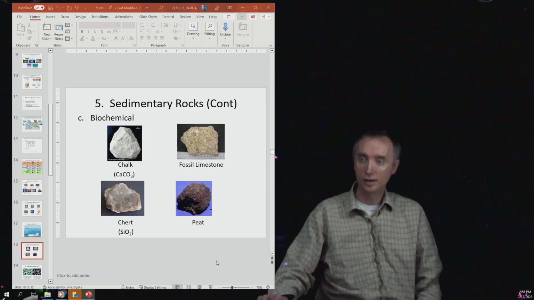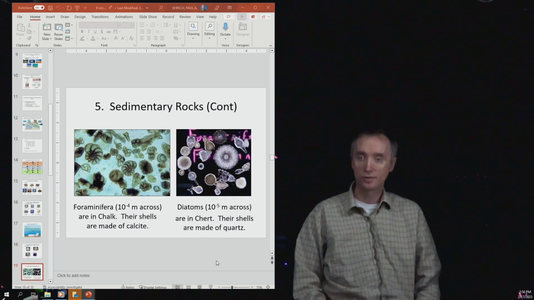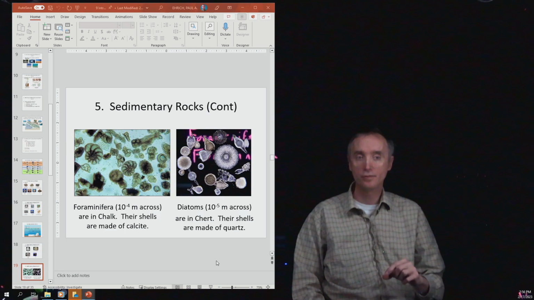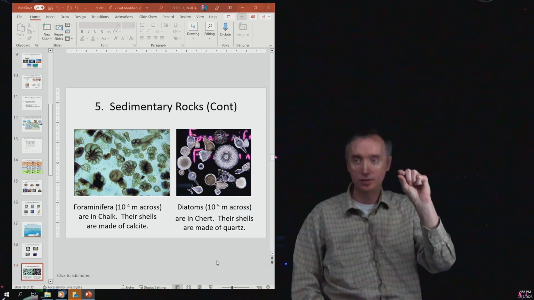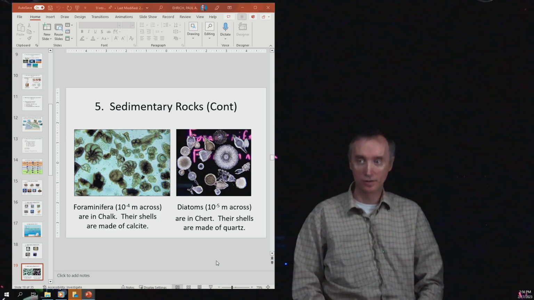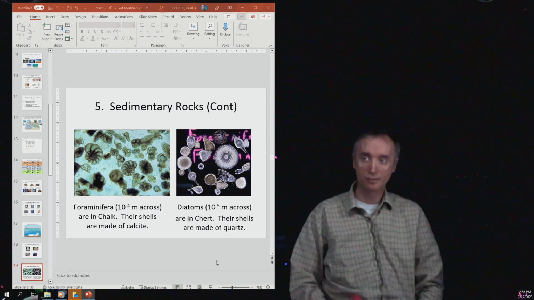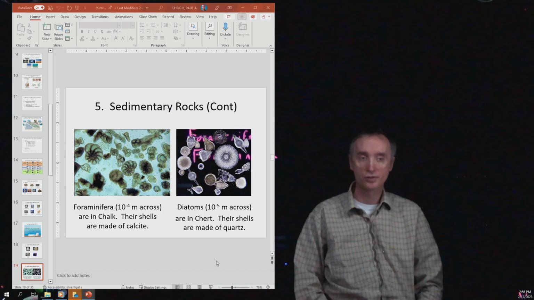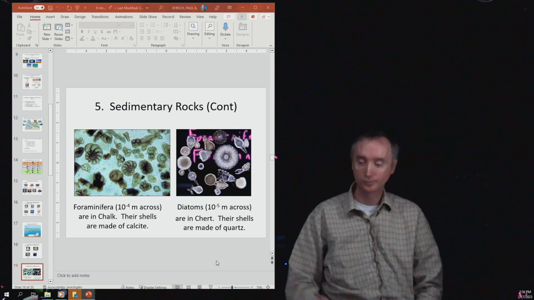So what did they look like? Okay, so the name of the organism is foraminifera, and they are about 10 to the negative fourth meters across, so that means about the same thickness as a human hair. That's how small these things are. So that's a magnified view of what their shells look like, and they would have used calcium carbonate to make their shells with.